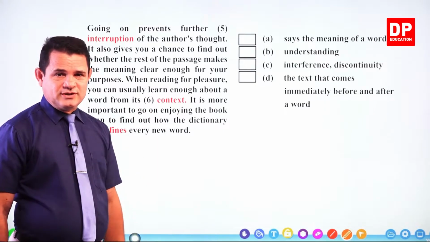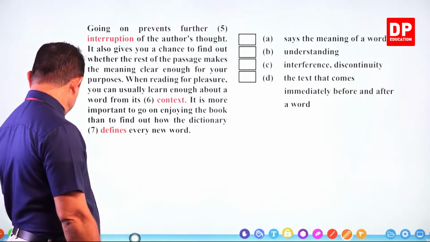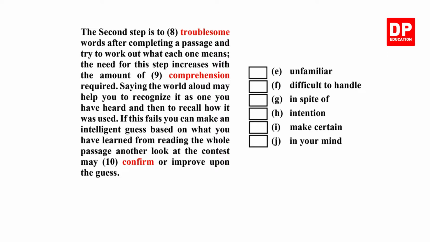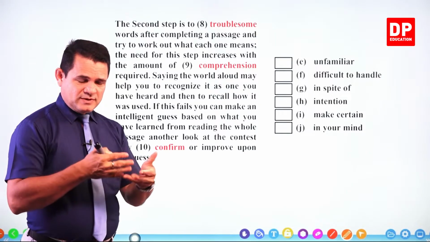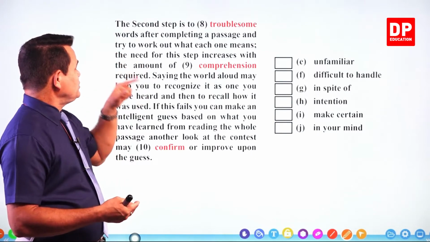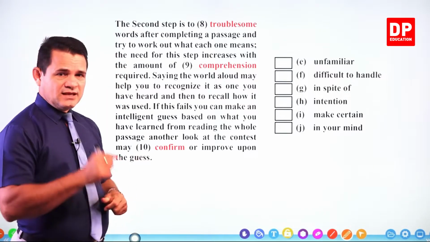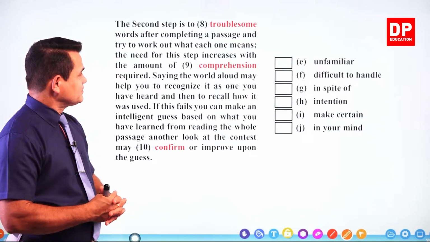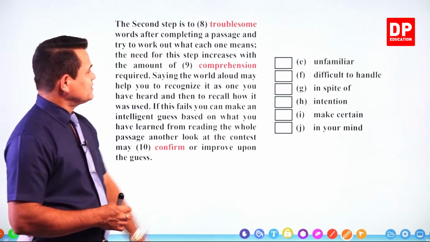Better, and enjoy. You can enjoy. Now there are six or seven words. Now let's read all and see. The second step is to work on troublesome words. After completing a passage, try to work out what each one means. After completing a whole passage, try to work out what each troublesome word means. You try out the meaning again. So, troublesome word: what does it mean?